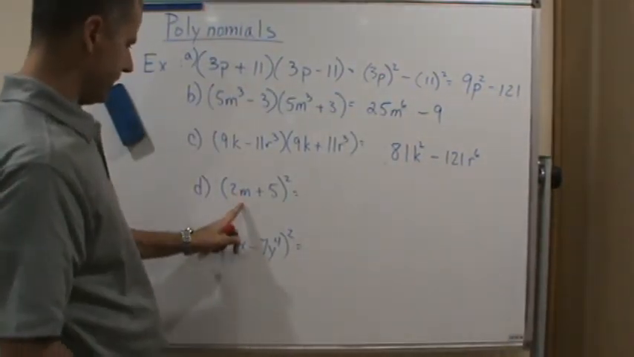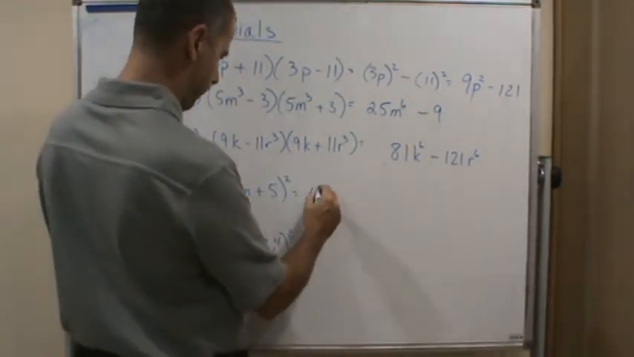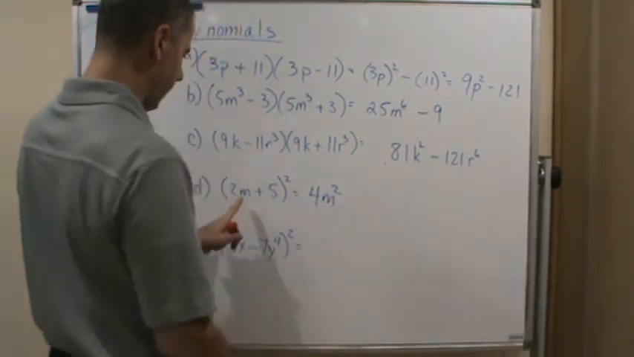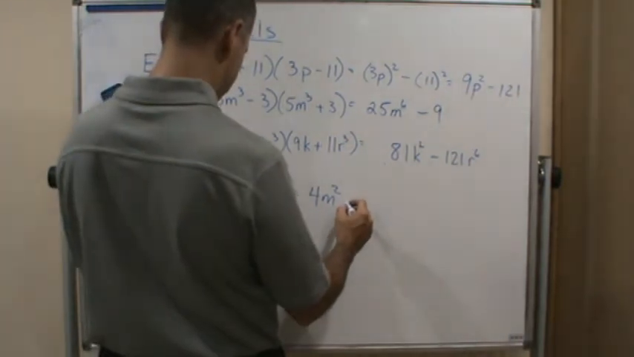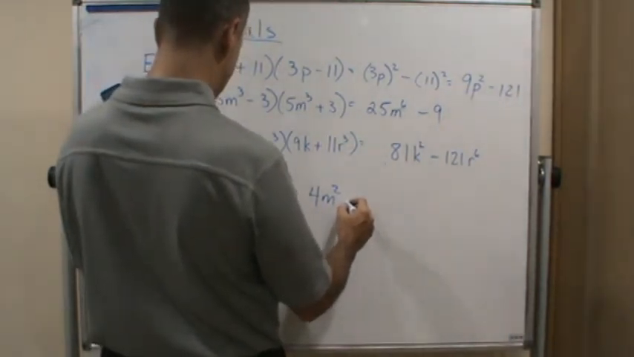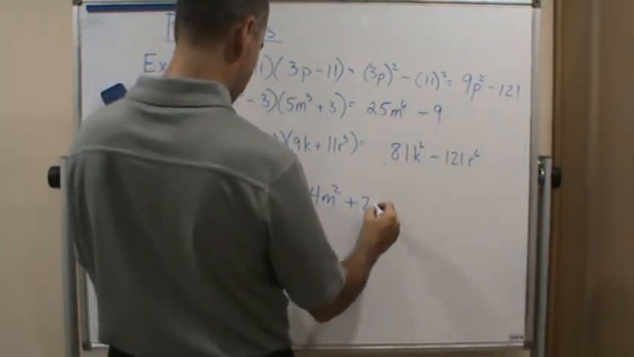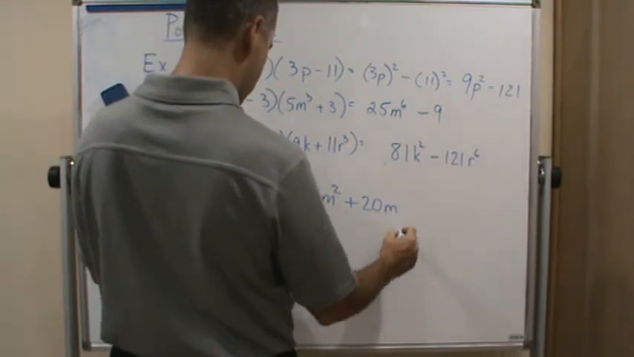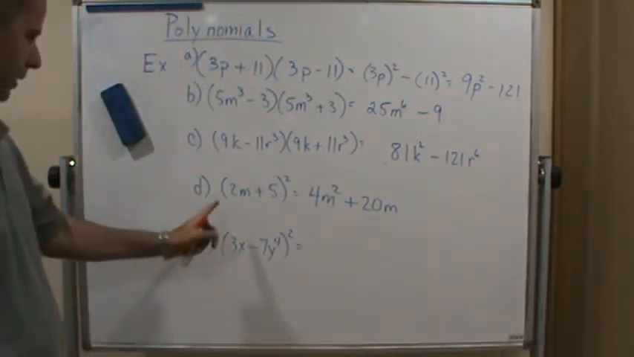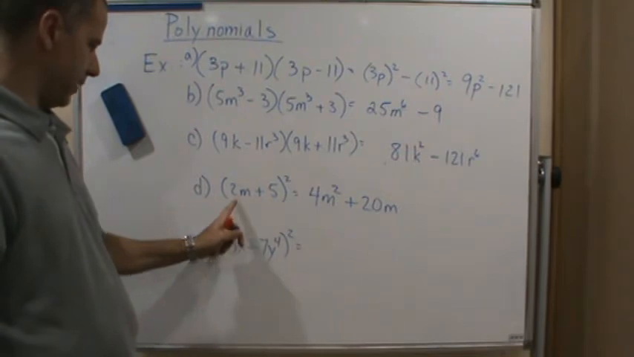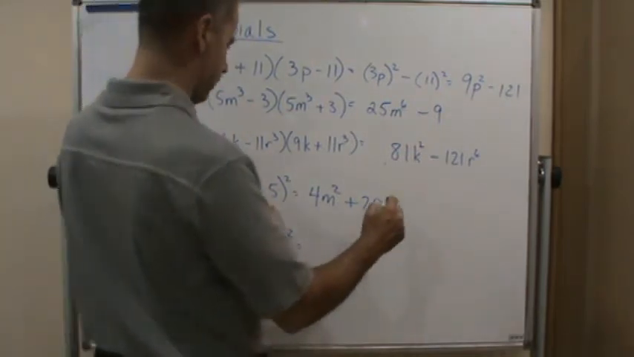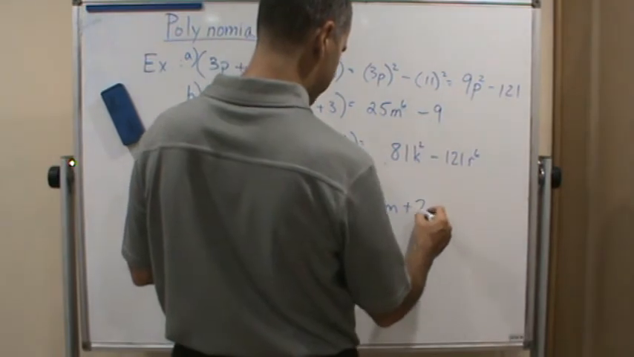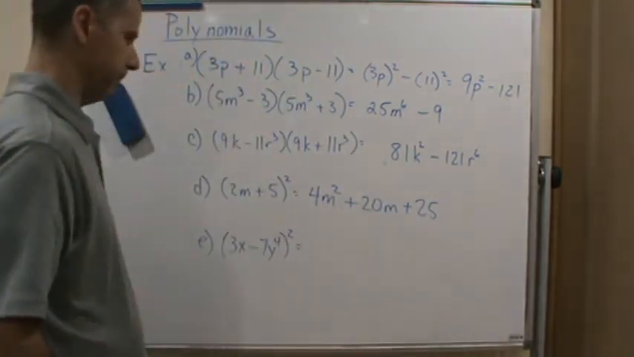So we take this squared, now we're going to multiply these together and double it, right? So that's going to give me 20m. We're going to multiply these together, that gives me 10m times 2. And then we're going to square the last term. And we're done. That's it.